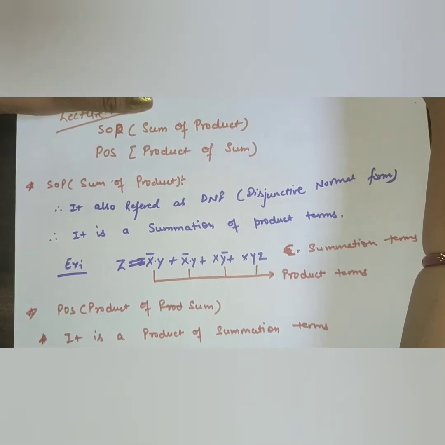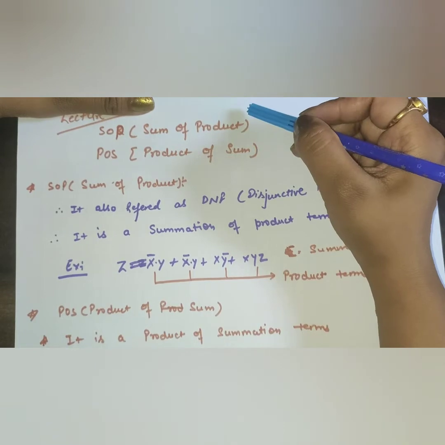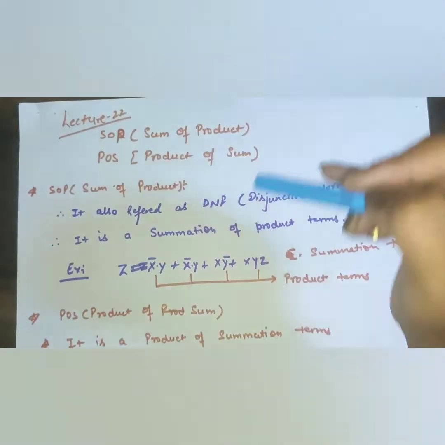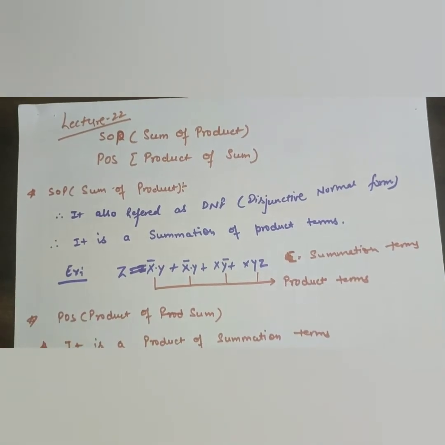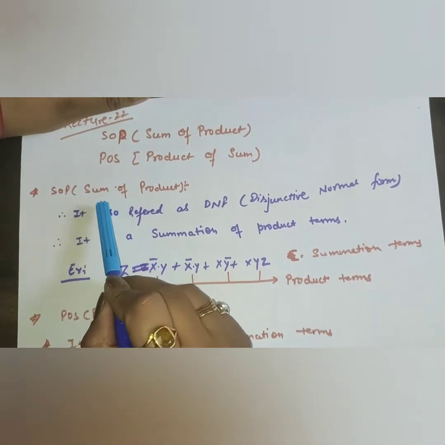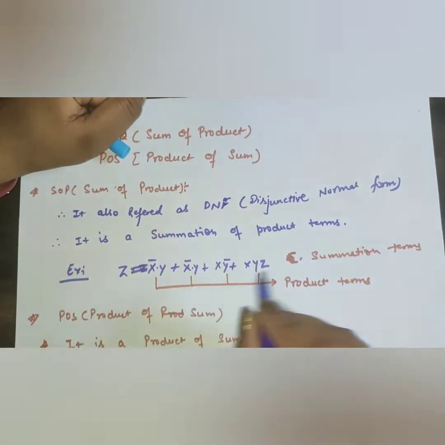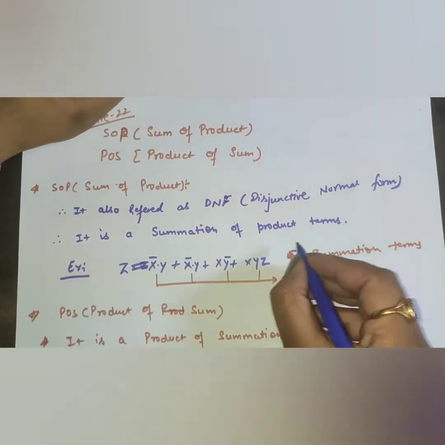Here I am going to explain SOP and POS form, that is sum of product and product of sum. This is also a very important topic for examination purpose or competition purpose. So here SOP is, as the name suggests, sum of product. It is also referred to as DNF, that is disjunctive normal form. So it is a summation of product terms.